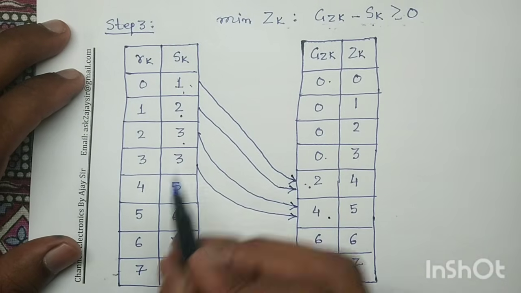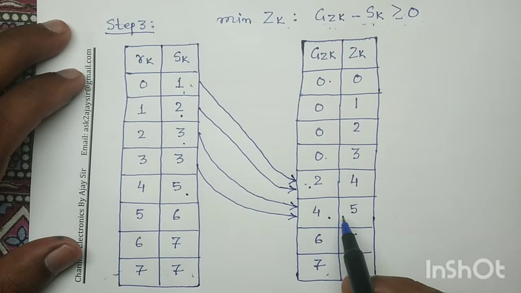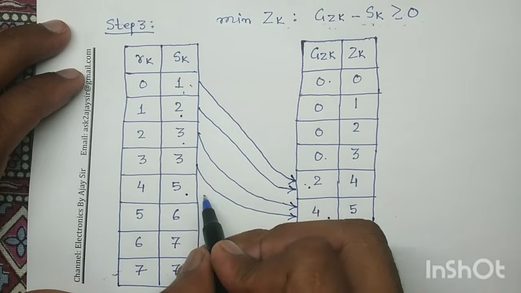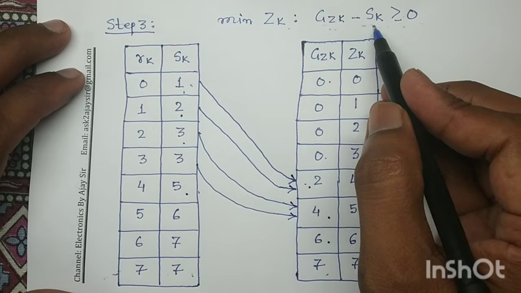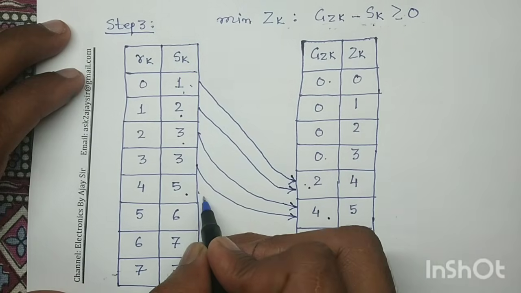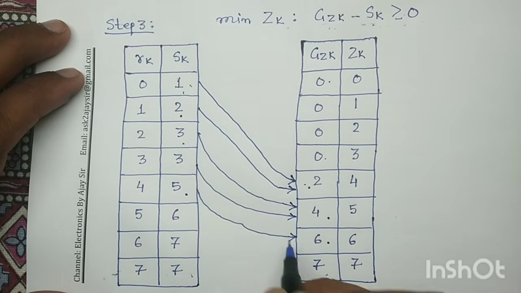Next, when SK is equal to 5, the corresponding value of GZK with which we will map it is GZK equal to 6. Because 6 minus 5 satisfies the condition that the result is greater than or equal to 0. So SK equal to 5 is mapped with GZK equal to 6.